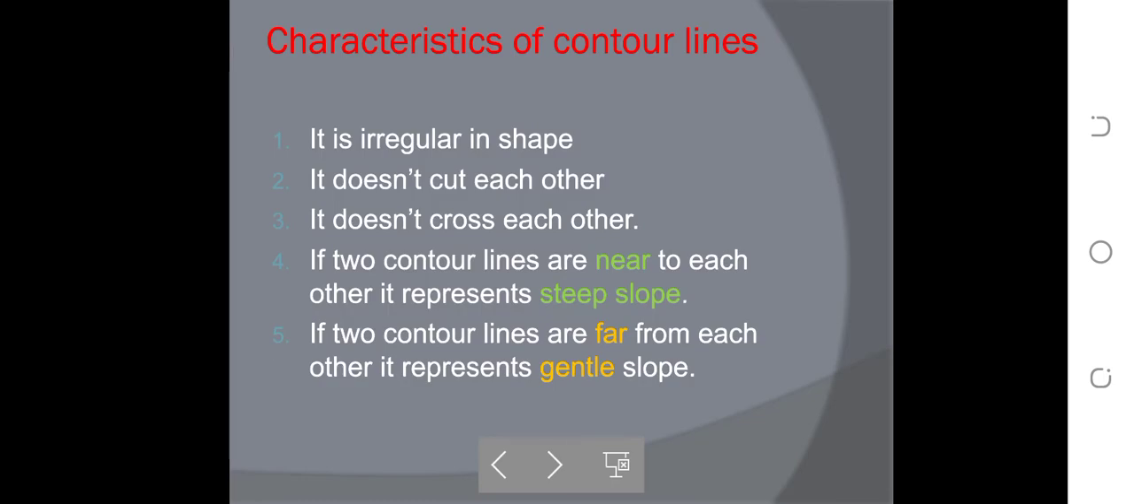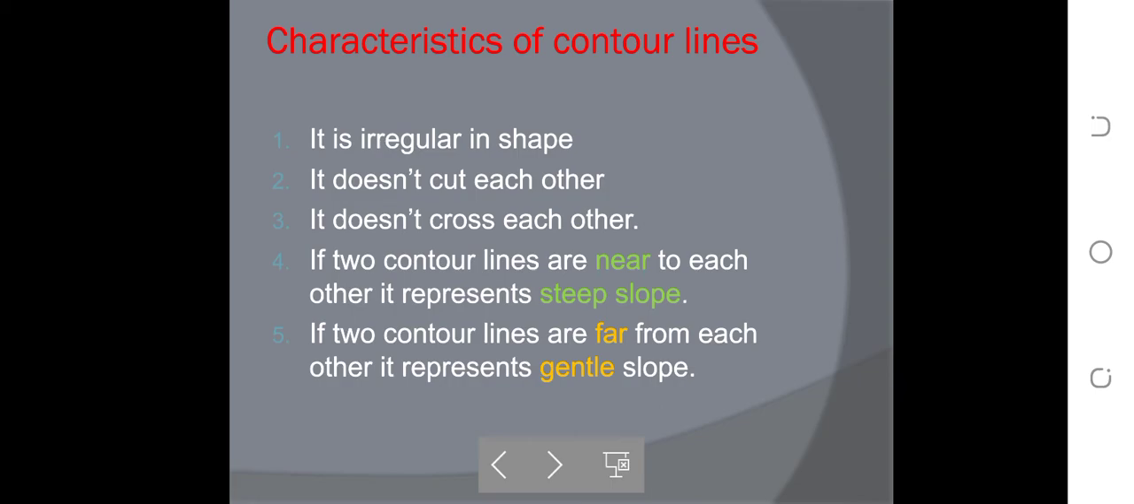What are the characteristics of contour lines? See, they are irregular in shape. The contour lines are not regular in shape. They are not perfect circles. They are lines, and they run irregularly. It is irregular in shape.